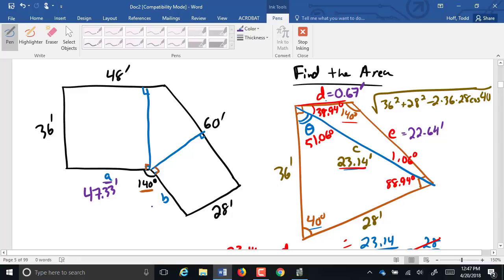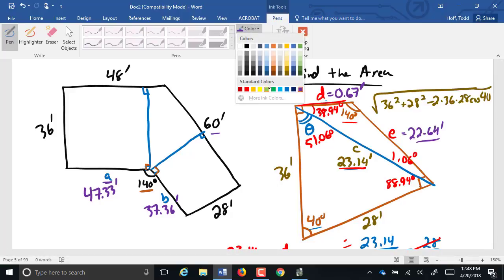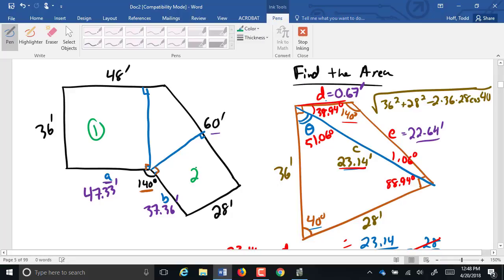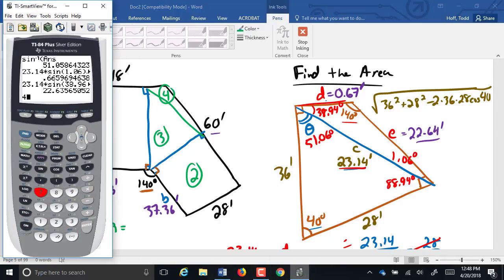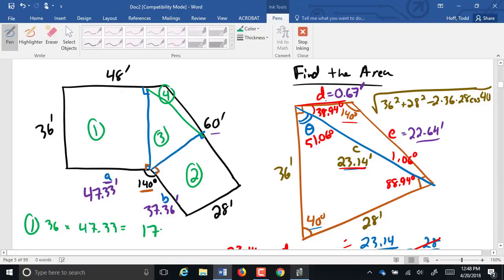B is 60 minus the 22.64, which is 37.36. And then we'll find our areas. We've got area 1, area 2, area 3, and area 4, right? Area 1 is 36 times 47.33. 1703.9, we'll call it.